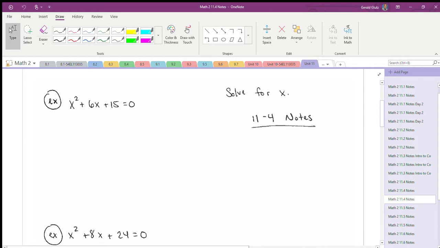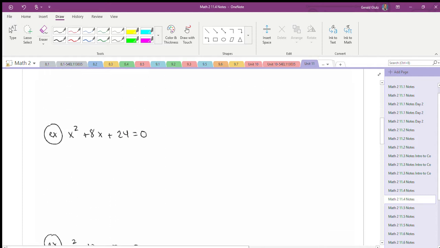So in this first example, notice that one side is equal to 0 already, so that's good. So I can go ahead and start with the quadratic formula. Now, we could complete the square here, but this one I'm going to do the quadratic formula. So I know that A is 1, B is 6, and C is 15. So I want you guys to practice the quadratic formula, which is why we're doing it that way. I will complete the square on one of these though.